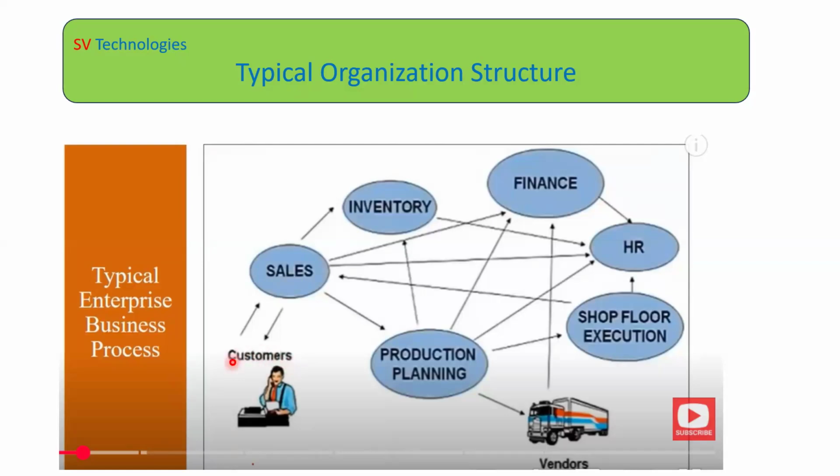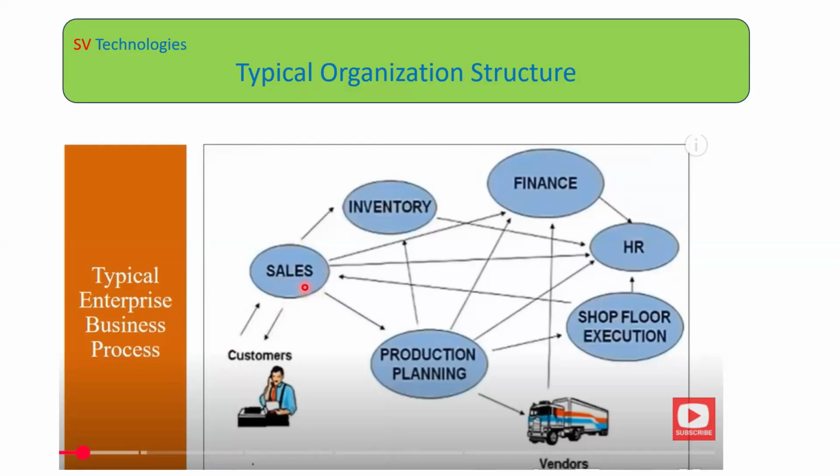The requirements will come from the customers. Once you get the order from the customers, this order goes to the sales department. What will they do? Whatever the customer has ordered, immediately they look at the inventory, whether that particular item is available in the inventory or not. If it is available, they will immediately deliver it to the customers. That is simple and straightforward.